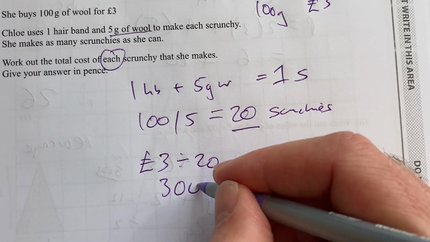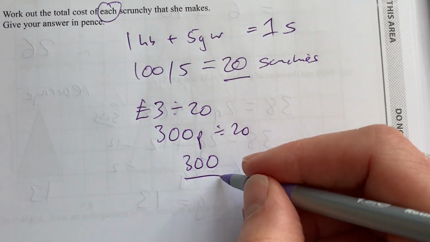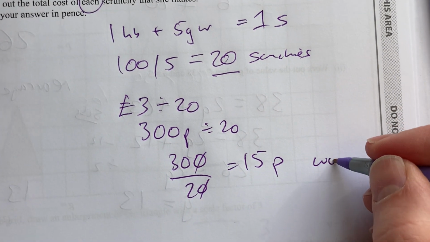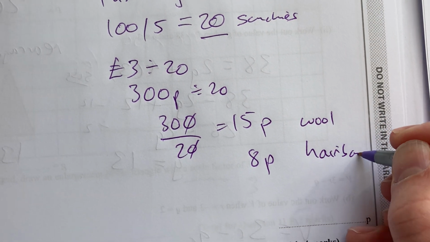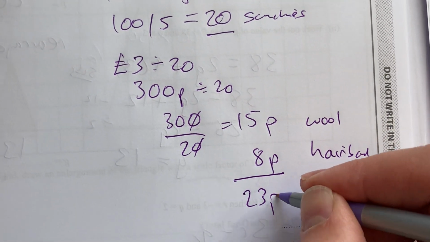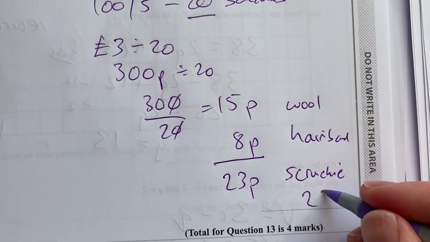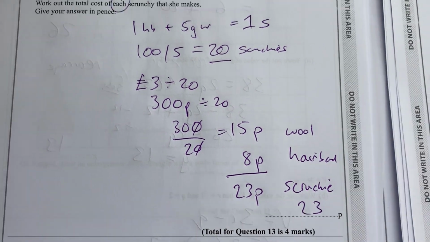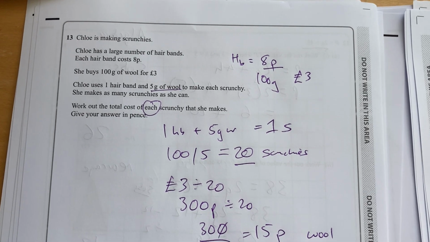So I'll do 300 pence divided by 20. 300 over 20 is 15 pence in terms of wool, plus the 8 pence for the hairband. And that gives us 23 pence for the full scrunchie. So 23 pence is the final answer there. Okay, so that's question 1 to 13 of the Foundation Paper 1.